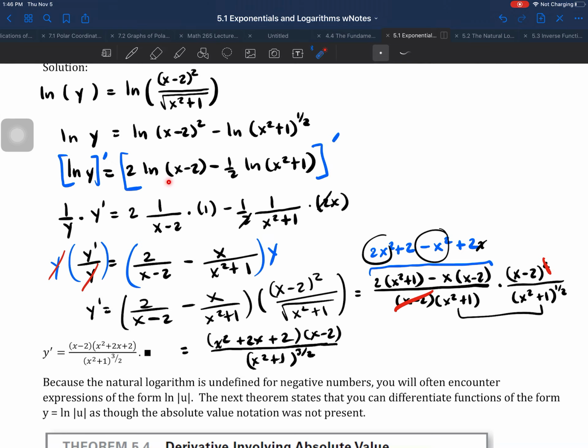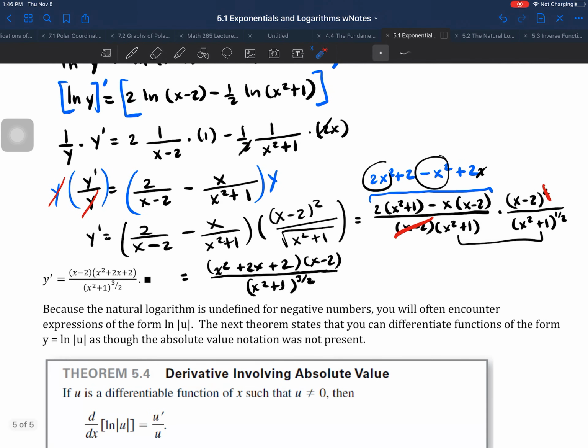For the right side, it becomes 2, which is a constant, times the derivative of natural log of x minus 2, which, as we know, is just going to be 1 over its inside times the derivative of the inside, minus 1/2 times the derivative of natural log of x squared plus 1, which is 1 over its inside times the derivative of its inside. So if you notice, this just was 1, this was just 2x, and we can start simplifying some of the expression.